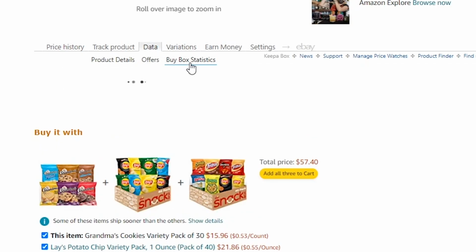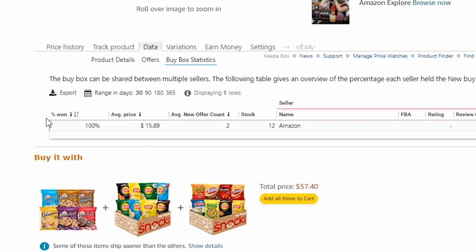You could also jump into the buy box statistics data. And again, they're getting 100% buy box share. So I probably would not hop on this.